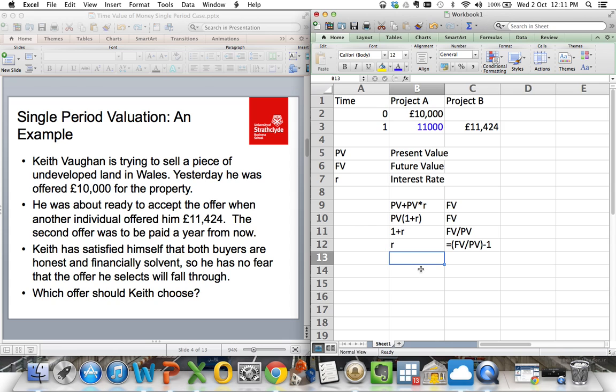So we've now got a formula that we can use to work out the rate of return on the bank account, the interest rate on the bank account that would make us indifferent between A and B. So let's go with the figures that we've got. So R is equal to FV, which is 11,000, divided by PV, minus 1. 0.1424. And we can put that into percentage.